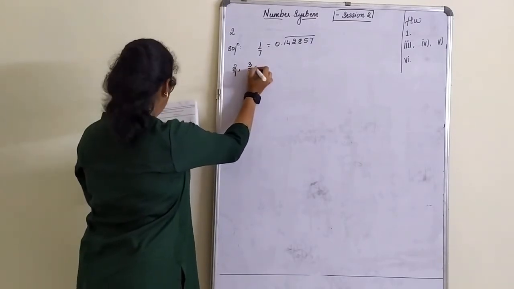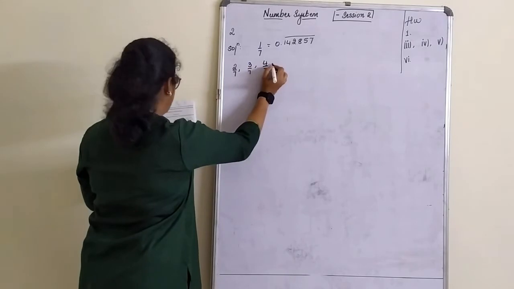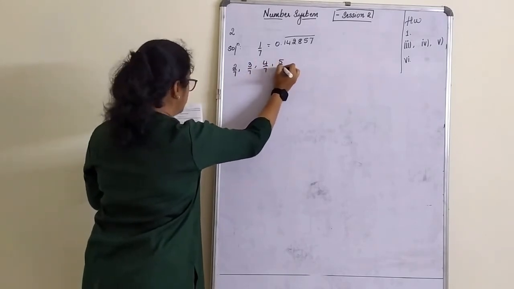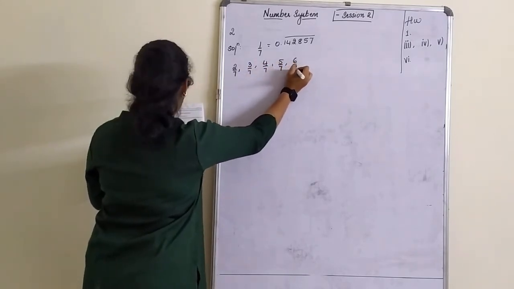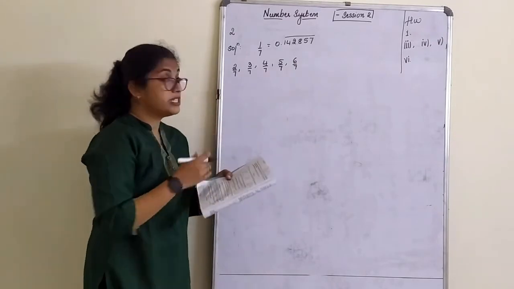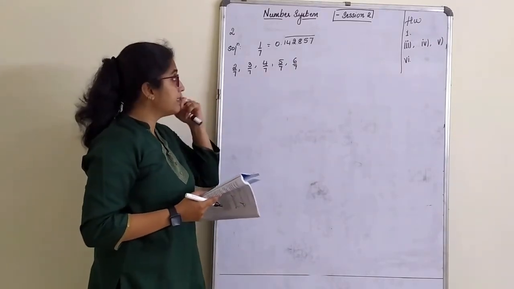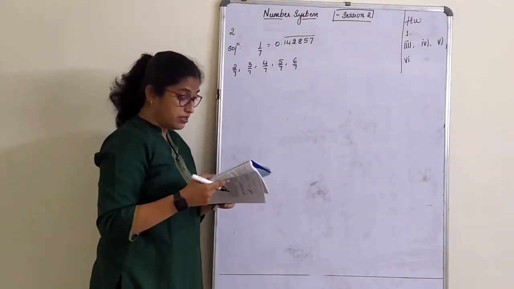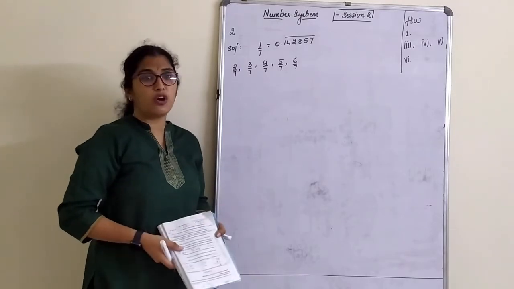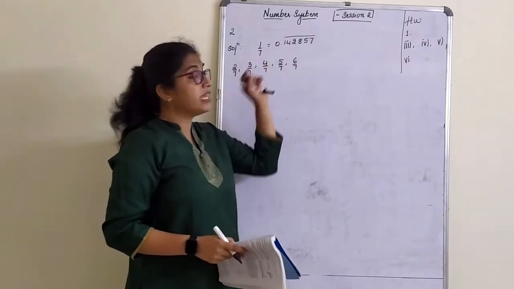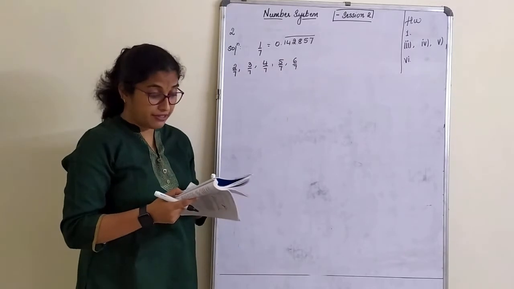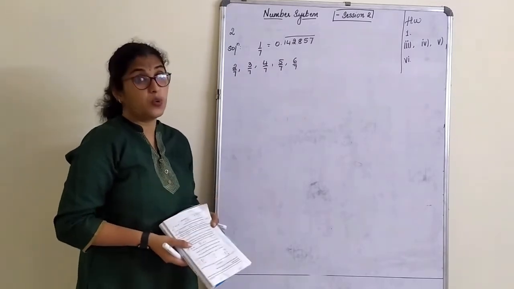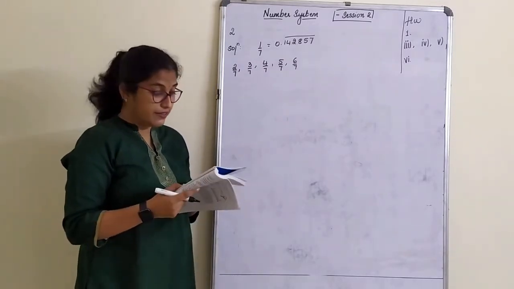3 by 7, 4 by 7, 5 by 7 and 6 by 7. That means we need to predict the decimal expansion of these numbers without actually doing any long division, just by looking at this 1 by 7 and what they have given. If so, how can we predict it? They have given us a hint.